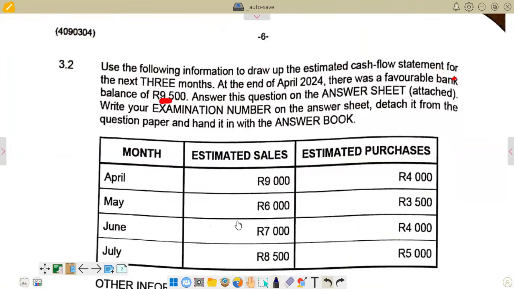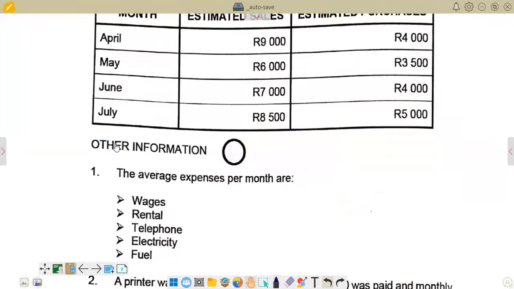After that, you are supposed to go to the additional information, that is the other information, and enter the adjustments that you are given there. The first one says the average expenses per month are wages, rental, telephone, electricity, and fuel. You see that there's nothing given here, so all these expenses amount to 0. We can just leave it and go to the next one.